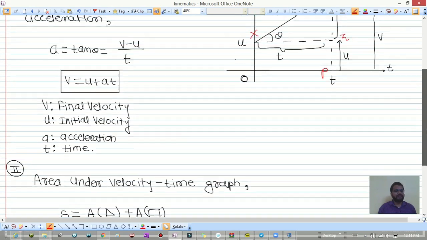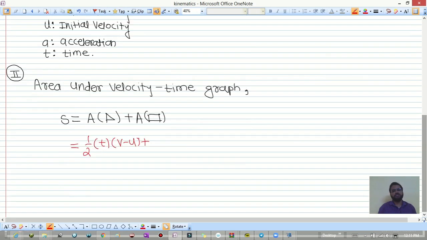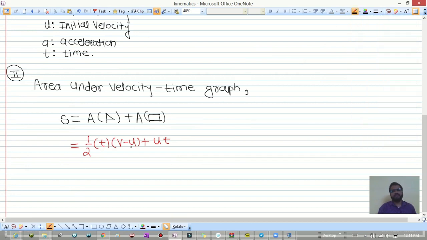So it is half into base t into height v minus u, plus what is the area of the rectangle over here? The rectangle area is length into breadth. Length is t and the breadth is u. So u into t we have. So I hope this is clear, right? Area of triangle plus area of rectangle is equal to ut plus 1 by 2 into v minus u into t. From the first equation, so I'm writing over here.